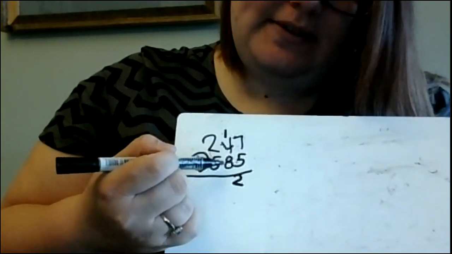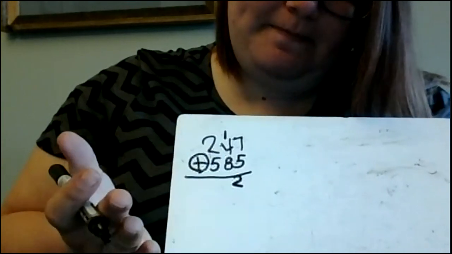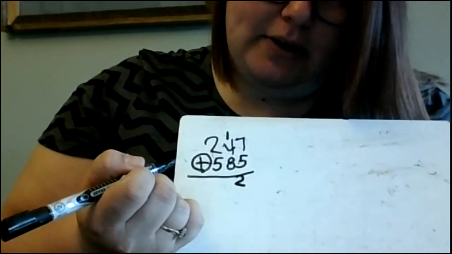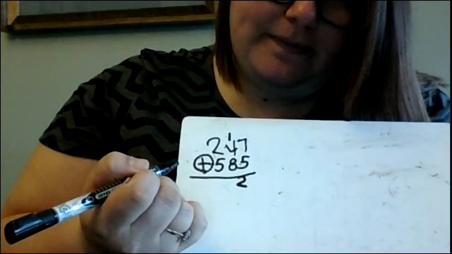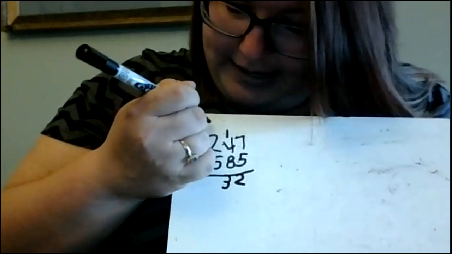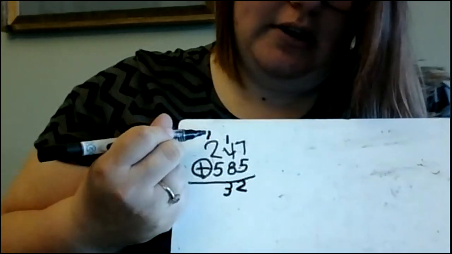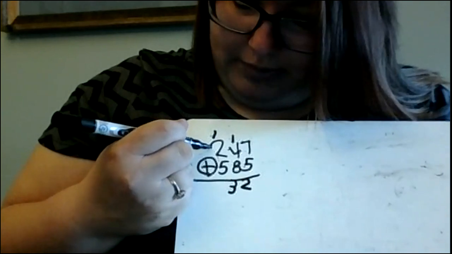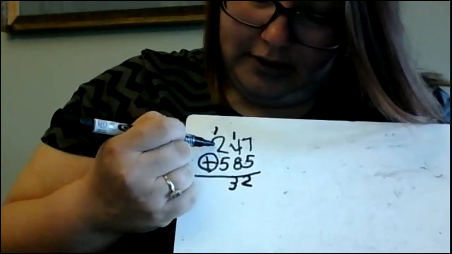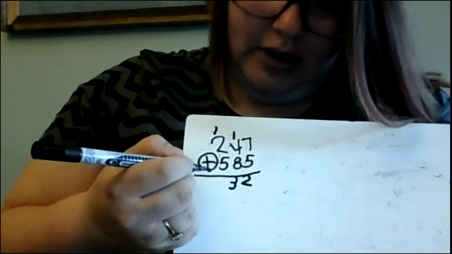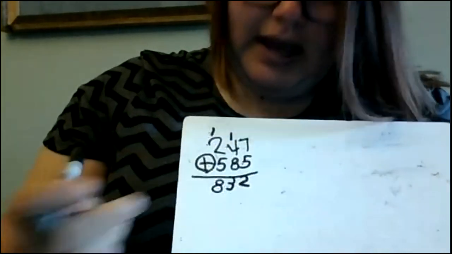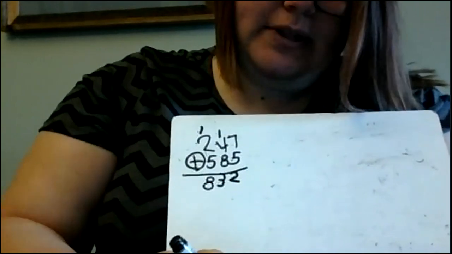Okay, now I have 1 ten plus 4 tens equals what? Right, 5 tens. 5 tens plus 8 tens equals what? Right, 13. Do I need to bundle the number 13? Right, I do. I'm going to leave my 3 tens behind and bundle my 100. Okay, now I have 100 plus 200 equals, right, 300. 300 plus 500 equals what? Right, 800.